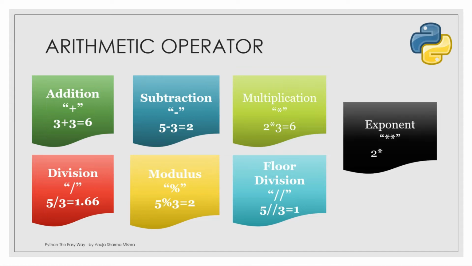The next operator is the exponent operator, which gives you the raised to the power result. Here I have written 2 raised to the power of 3 is 8. To apply exponent you have to use the asterisk sign twice. So let's just try and run these operators and see how they work.